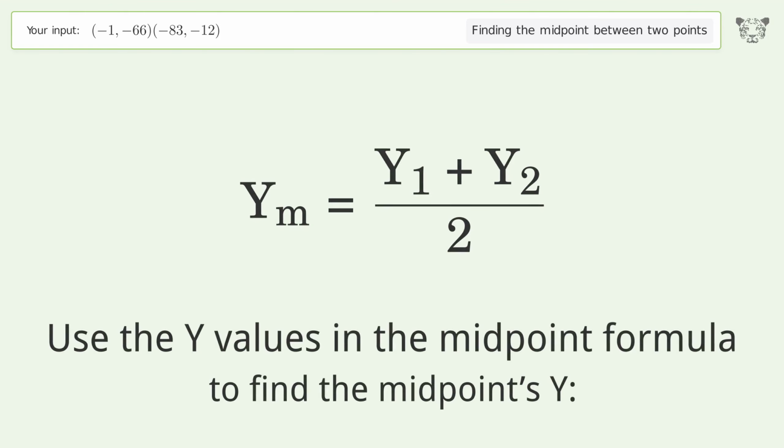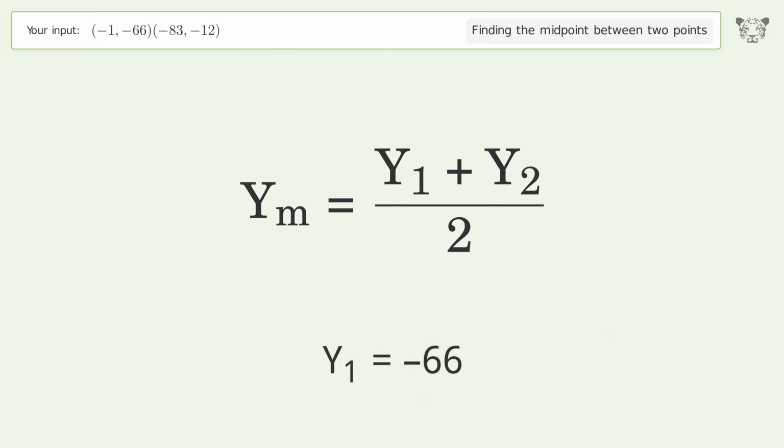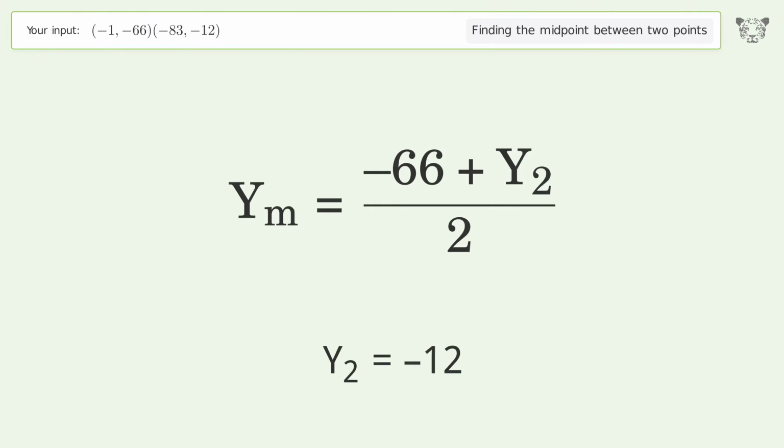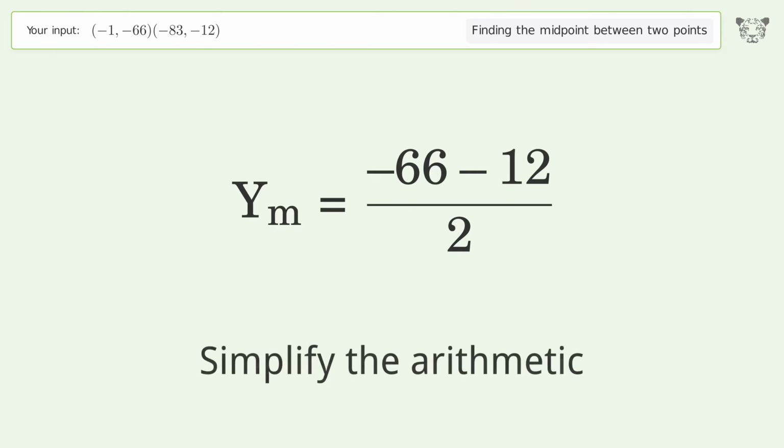Use the y values in the midpoint formula to find the midpoint's y. y1 equals -66. y2 equals -12. Simplify the arithmetic.